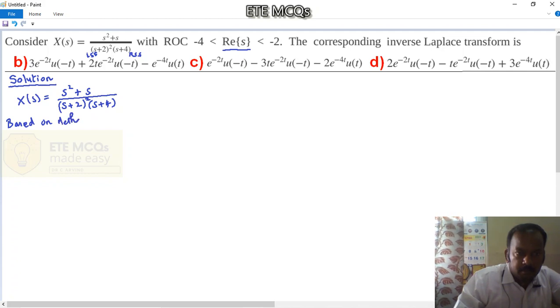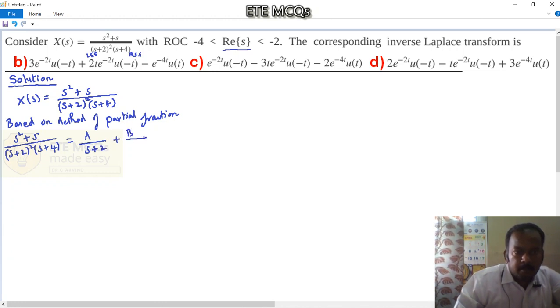Based on the method of partial fractions, I can write the right hand side, (s squared plus s) divided by (s plus 2) the whole squared into (s plus 4), as A divided by (s plus 2) plus B divided by (s plus 2) the whole square plus C divided by (s plus 4).